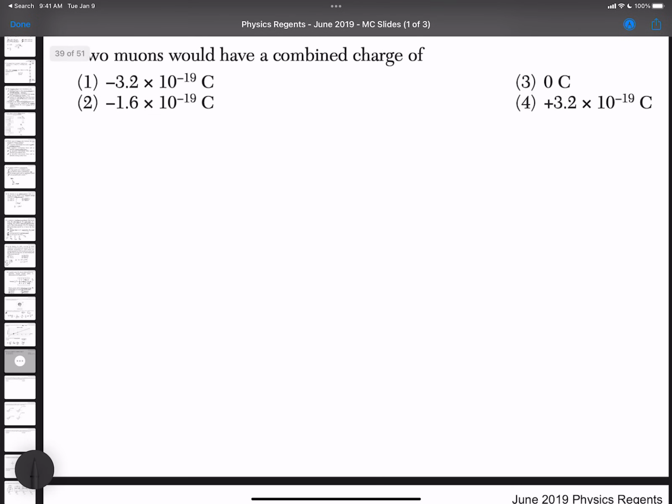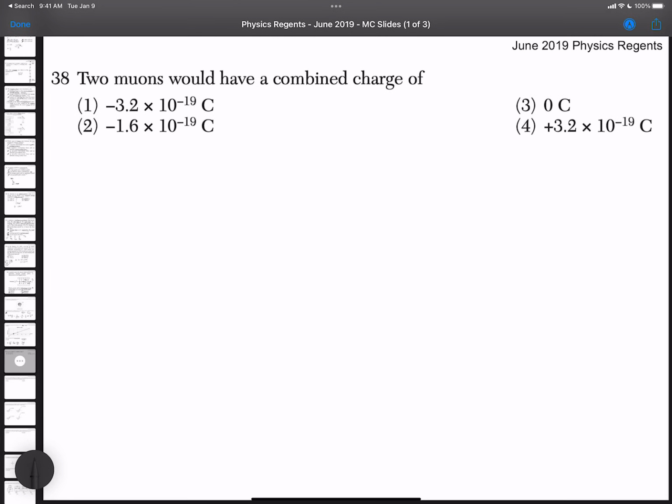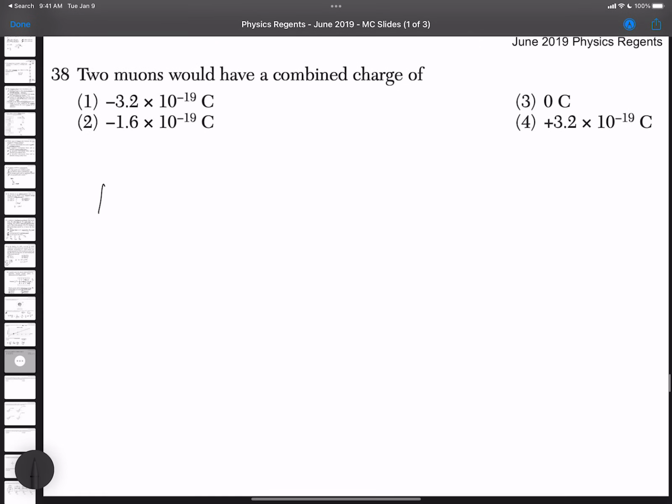All right, question 38. 2 muons would have a combined charge of, and so the first thing we want to do is look in the reference table because we're talking about modern physics stuff. We're going to the bottom of page 3, and a muon has a charge of -1 elementary charge.